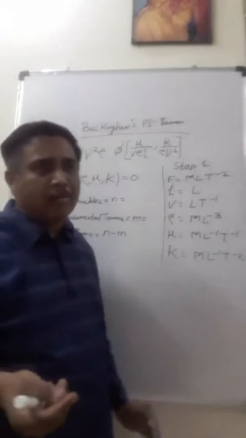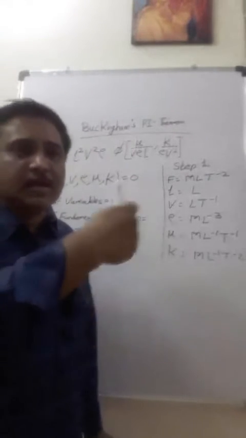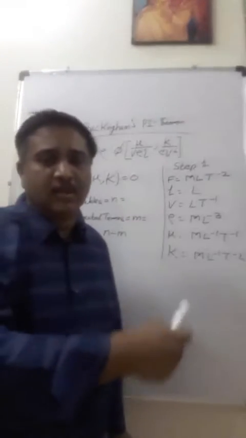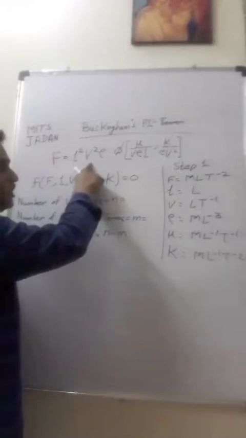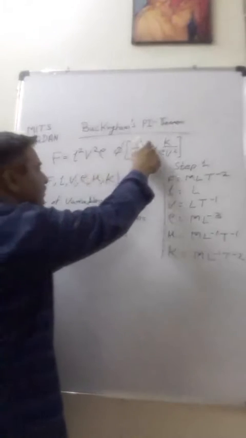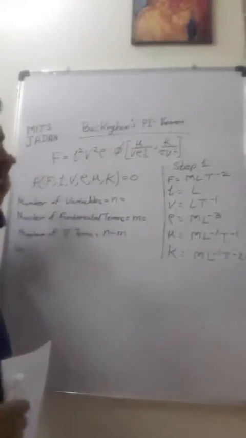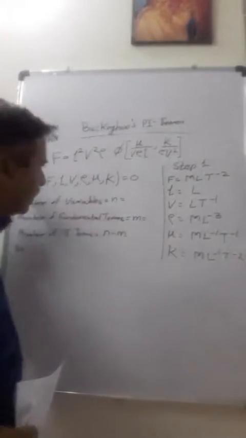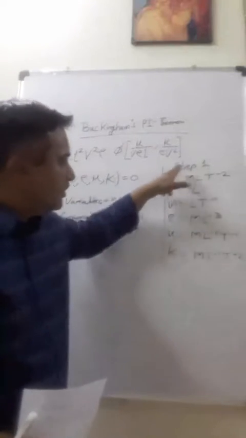So the problem is that when a flight, a supersonic aircraft, is there, the resistance force which it experiences is a function of length, velocity, density, dynamic viscosity and bulk modulus. And we need to prove that for a supersonic flight, the resistance force is given by this expression.